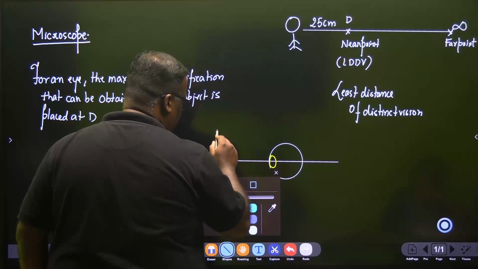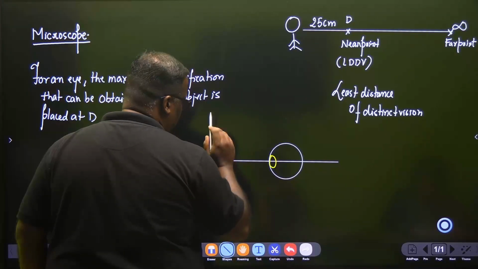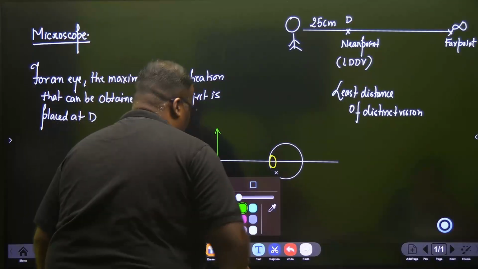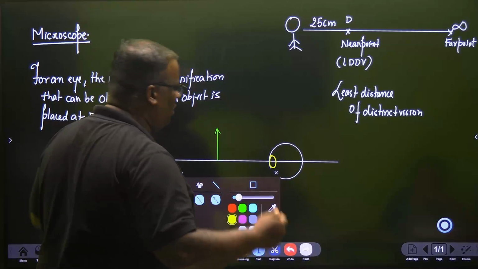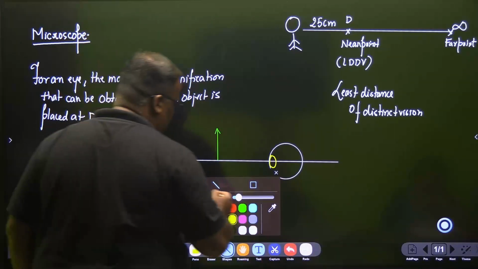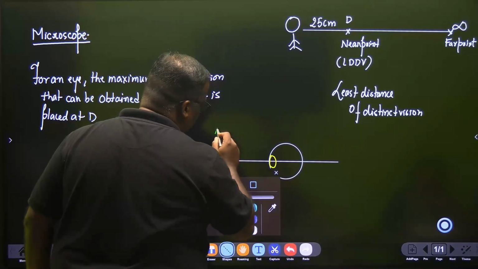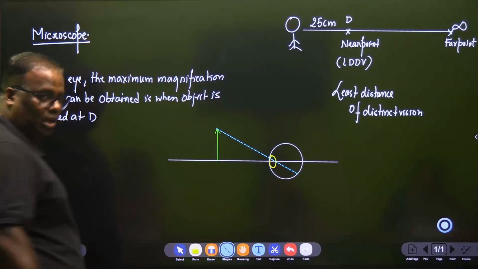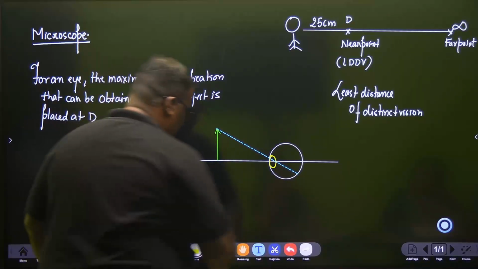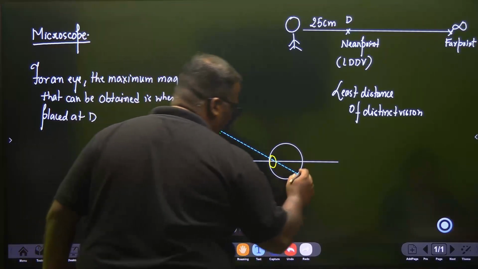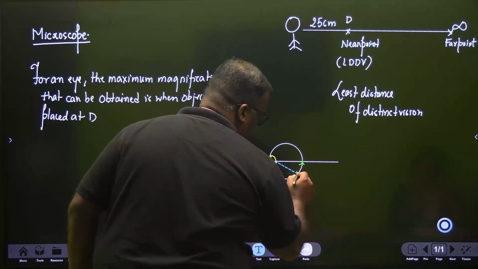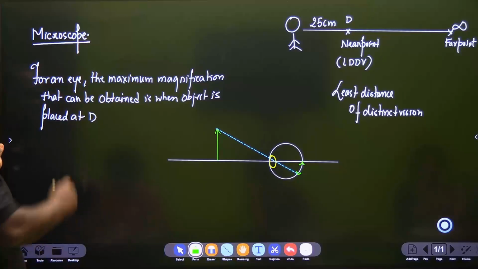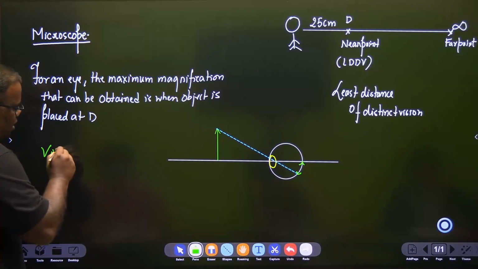Let's say this is the object. Now, how do we see the object? We see the object when the object creates something called a vision angle, which we'll try to understand. A ray comes out of this object and goes and hits here. At this moment, the image of this object is created at this place. Here we should now understand a concept known as the vision angle.